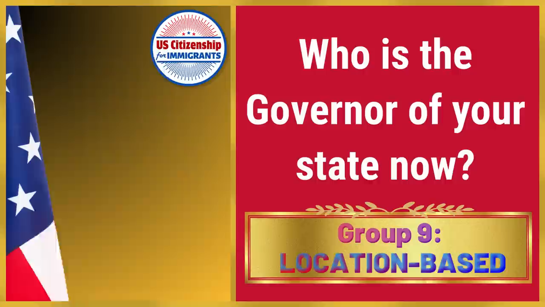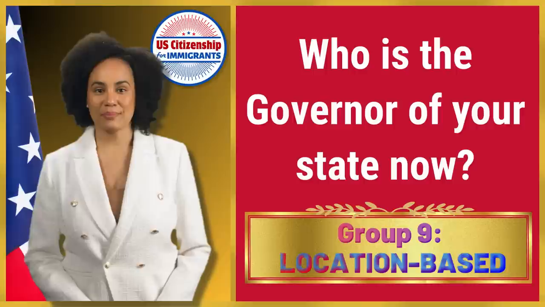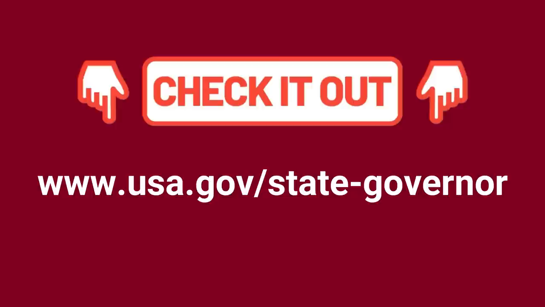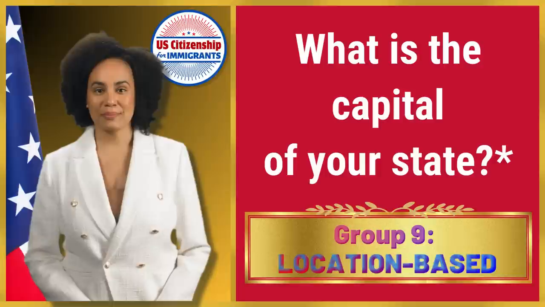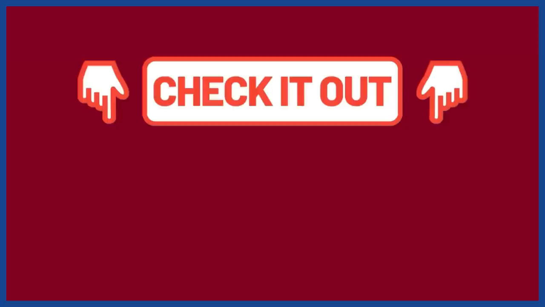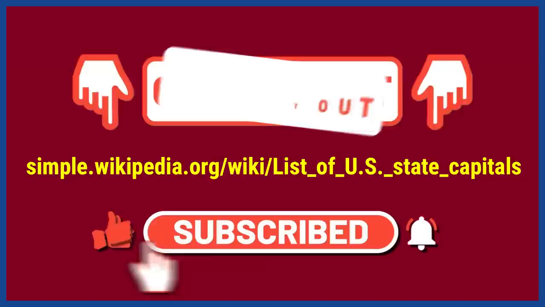Who is the governor of your state now? Answers will vary. District of Columbia residents should answer that D.C. does not have a governor. Find the current governor of your state at www.usa.gov/state-governor. What is the capital of your state? Answers will vary. To find the capital of your state, visit www.simple.wikipedia.org/wiki/list of U.S. state capitals.